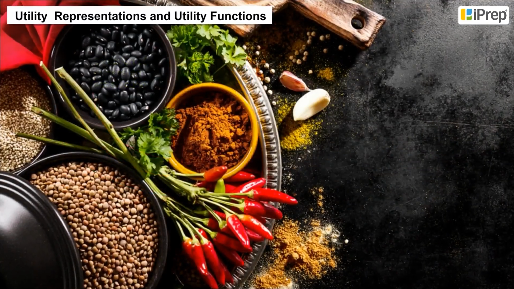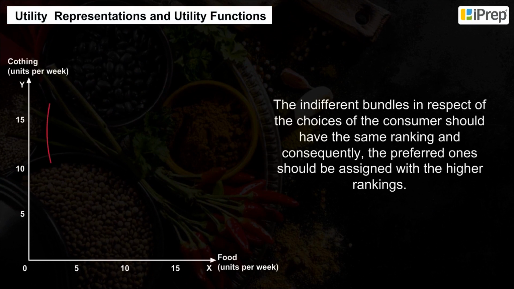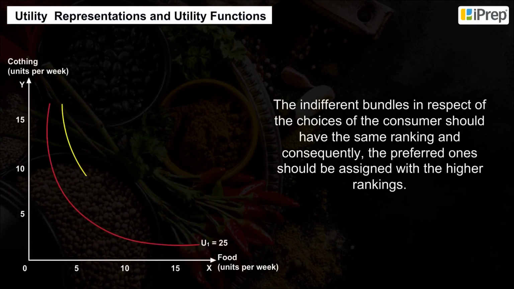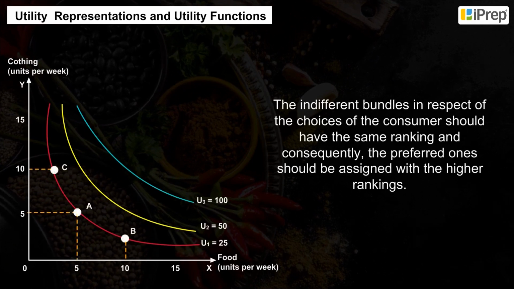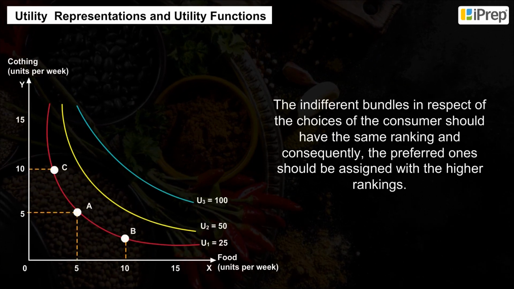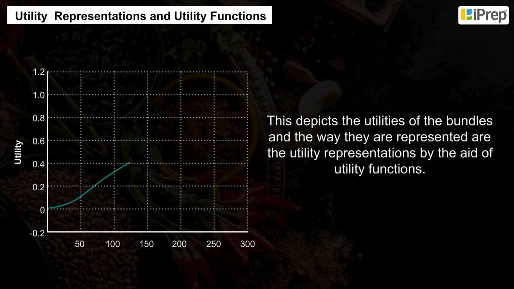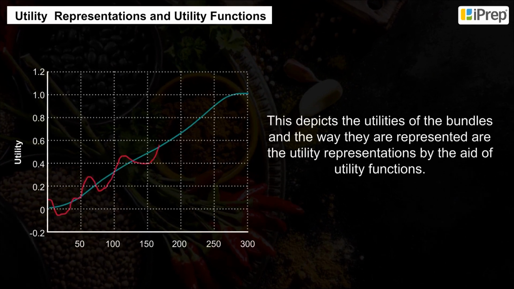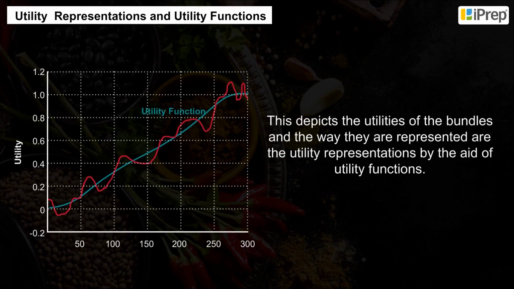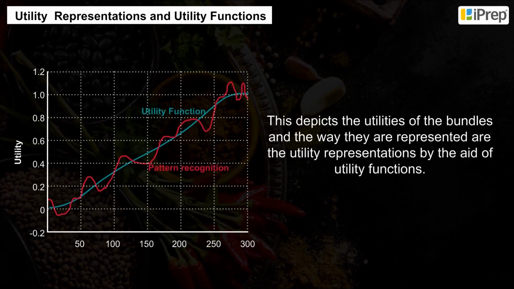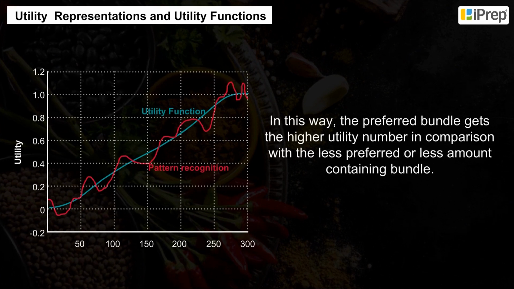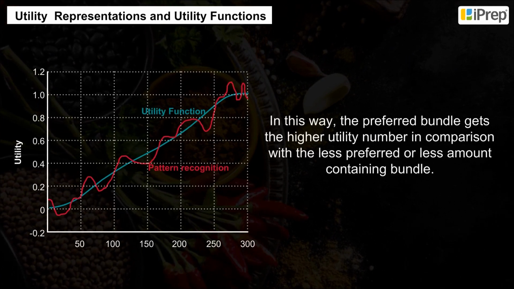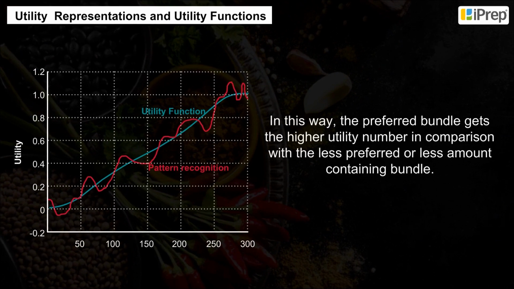Utility representations and utility functions. The indifferent bundles in respect of the choices of the consumer should have the same ranking, and consequently, the preferred ones should be assigned higher rankings. This depicts the utilities of the bundles, and the way they are represented are the utility representations with the aid of utility functions. In this way, the preferred bundle gets the higher utility number in comparison with the less preferred or less amount containing bundle.